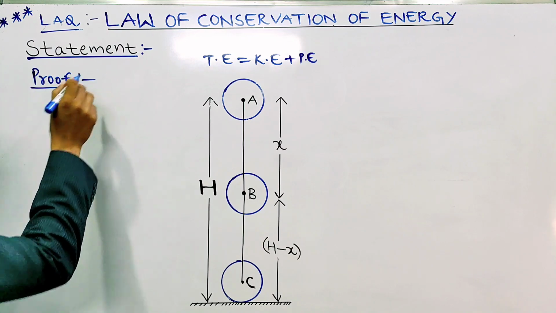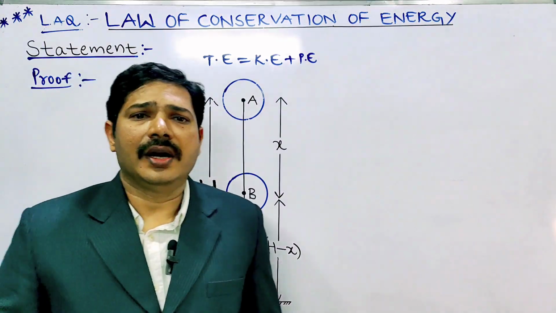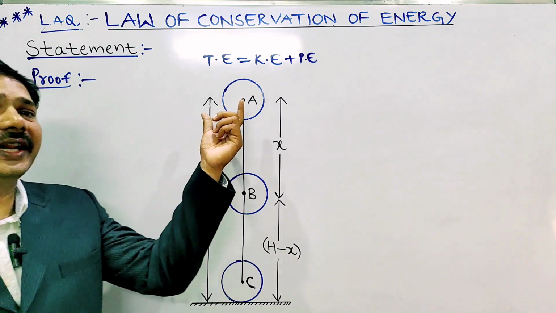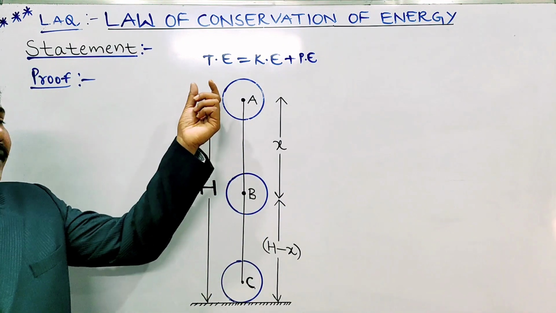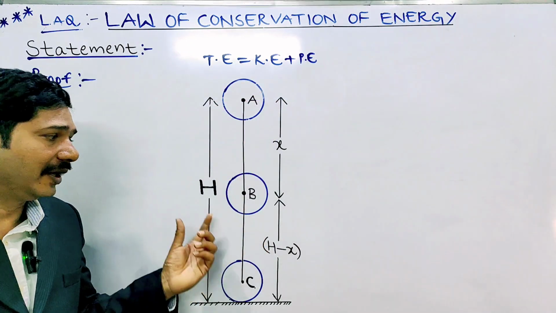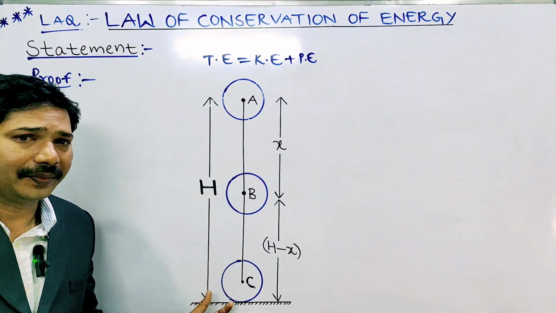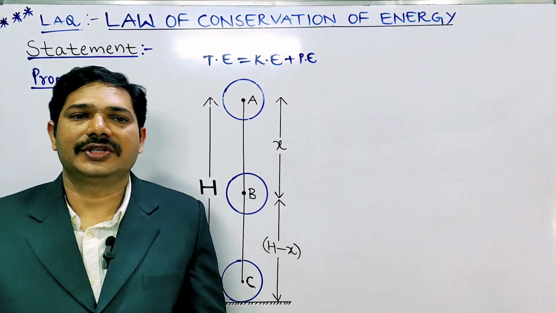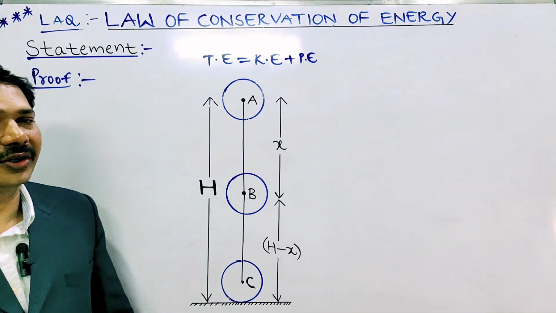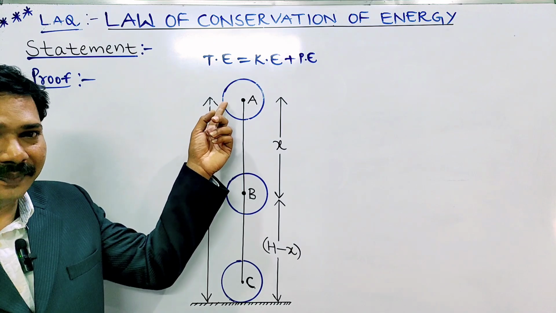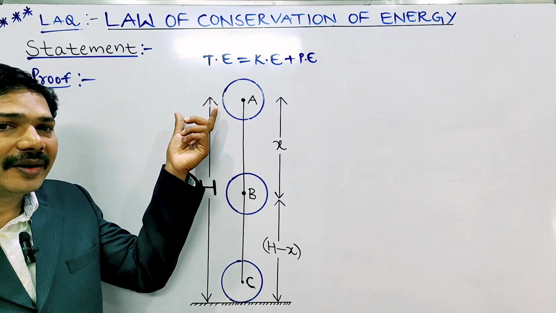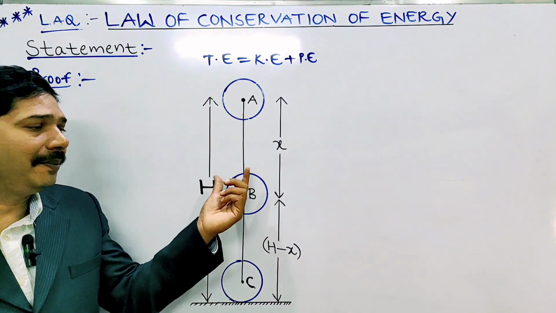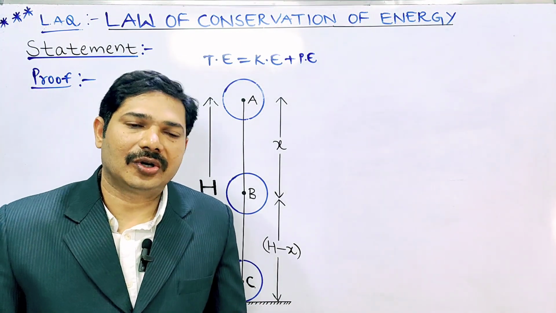In the proof, you write a 2-3 line introduction of the topic. How to write the introduction? Listen here. Consider a body of mass m allowed to fall freely from a certain height h from the ground. Then, for the body's position at point A, point B and point C, we have to calculate the total energy. A very simple matter you have to write.